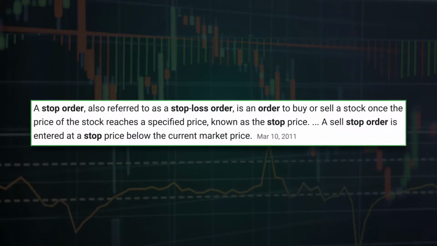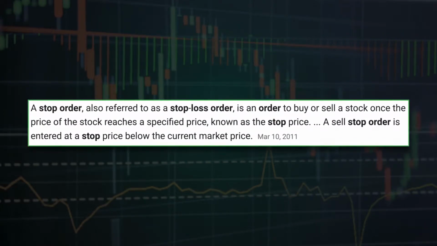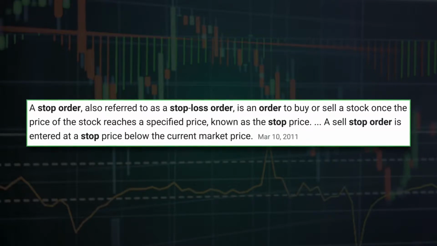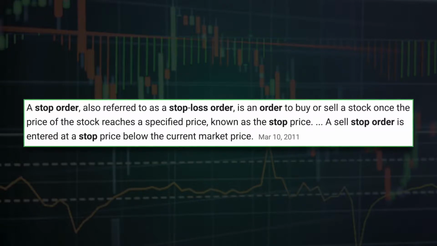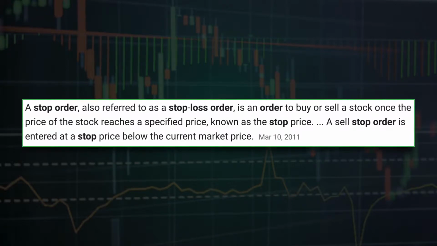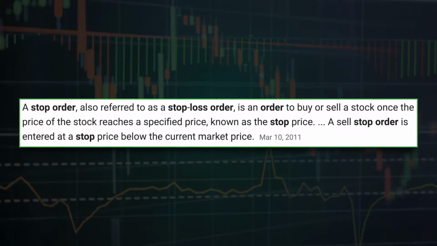So next up is a stop order. A stop order, sometimes known as stop loss, is an order to buy or sell a stock when the price is at a chosen price. So when buying, using a stop order, you are placing your buy price above the current price. Why would you want to buy above the current price?